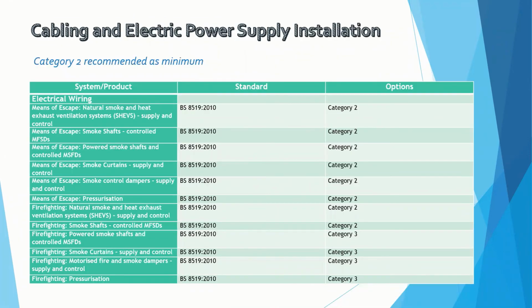This second document is used when designing a smoke and fire control cable system. Again, it shows the BS cable standards and their categories. And as mentioned, category 2 is the minimum SCA recommendation. And as mentioned before, you can download a copy of this guide from the SCA website.